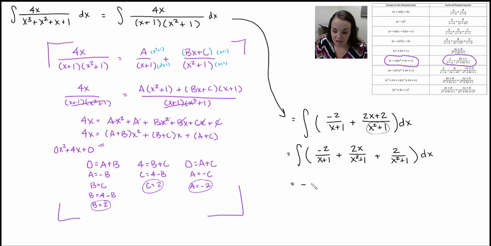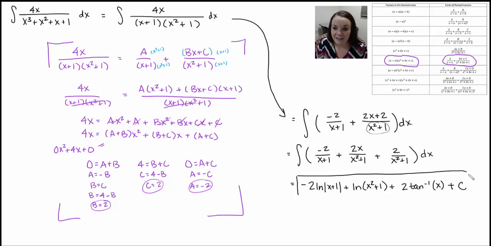So that first term becomes negative 2 ln of x plus 1. That second term becomes ln of x squared plus 1. And then that last term becomes 2 times the inverse tangent of just simply x. And then because we didn't have a definite integral, we must add a constant. And that, my friends, is your final answer when you solve this integral using partial fractions.